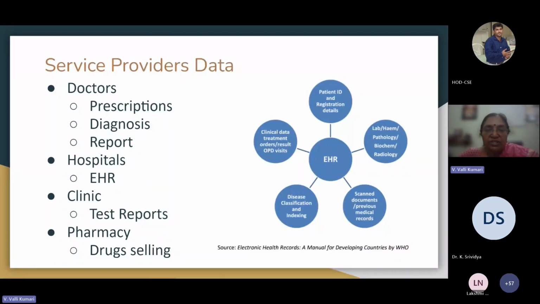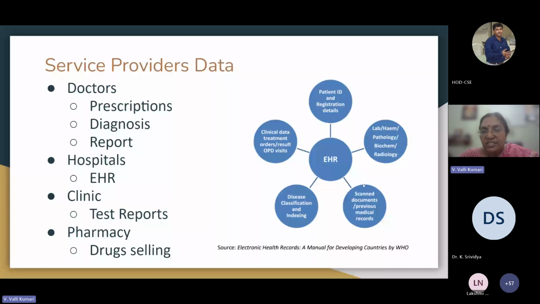So for instance, how do these providers of data interact with each other? The World Health Organization has published electronic health records, a manual for developing countries, a report, which I have shown you at the bottom. You can search for it on Google and then get it. So yeah, this is all the data.